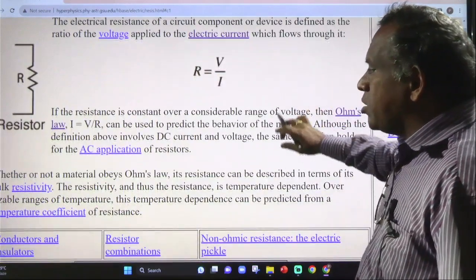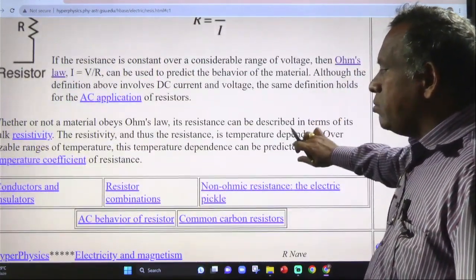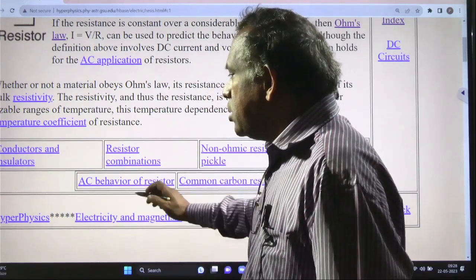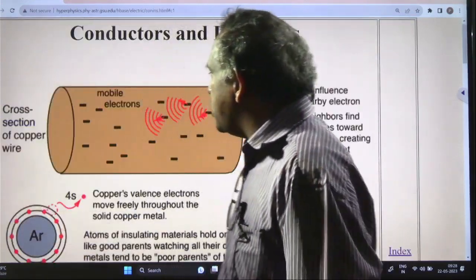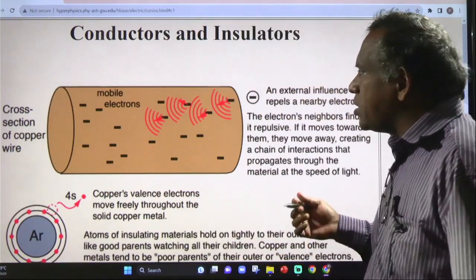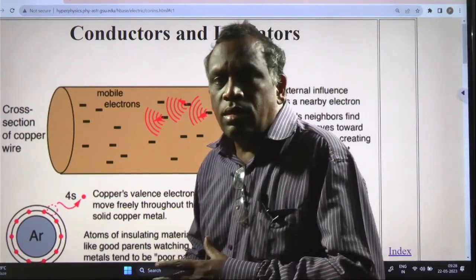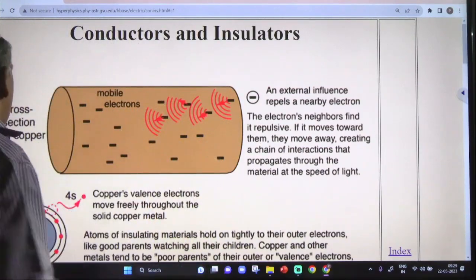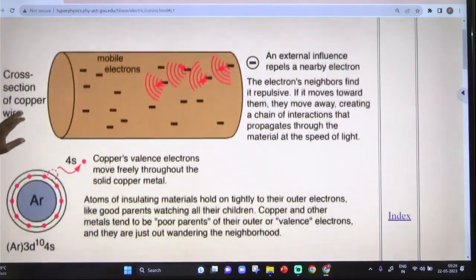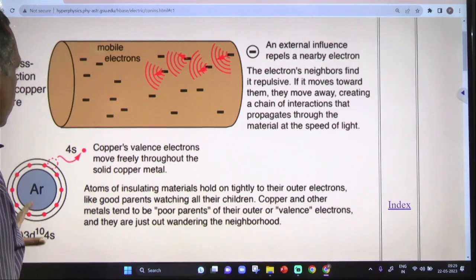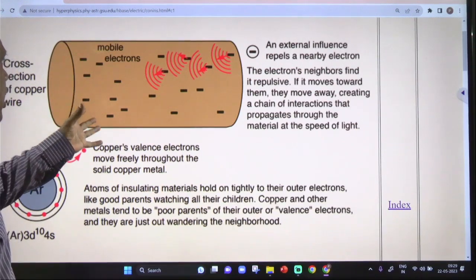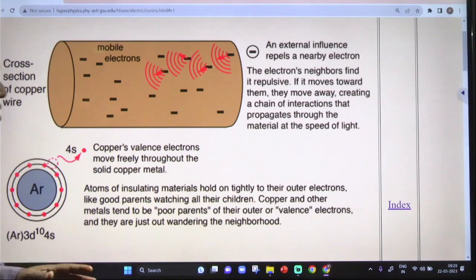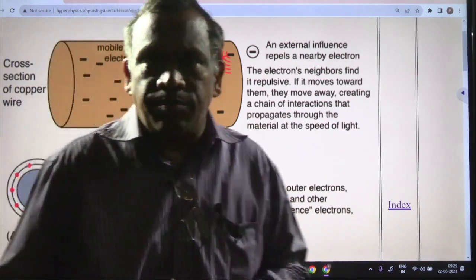And you take I is equal to V by R. And you take the resistor combinations, and the difference between conductors and insulators, and how the current flows through them. There are some mobile electrons in the cross section of a copper wire you take. So there are certain mobile electrons, they travel; there are some free electrons in the conductors.